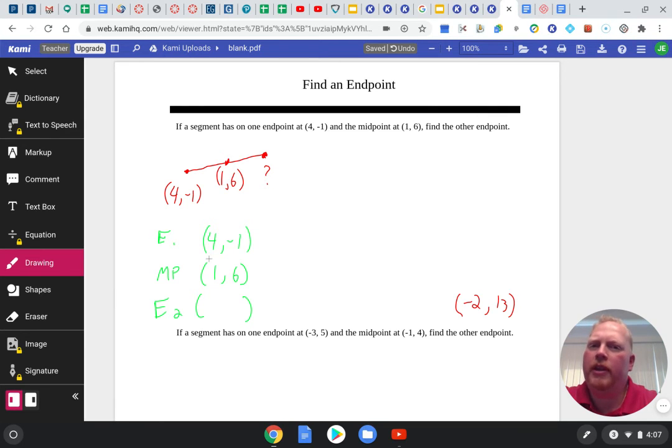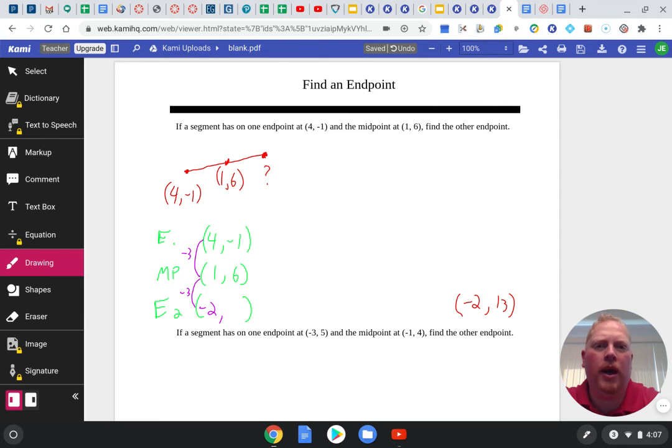Now let's just think about this reasonably. If I take a look at my x-coordinates, I start off at 4, and then I get to 1. How do I go from 4 to 1? I subtract 3, don't I? So, to go from here to there, I subtract 3. Let's get from the midpoint to the other endpoint by subtracting 3 again. So 4 to 1, subtract 3. 1, subtract 3 is -2.